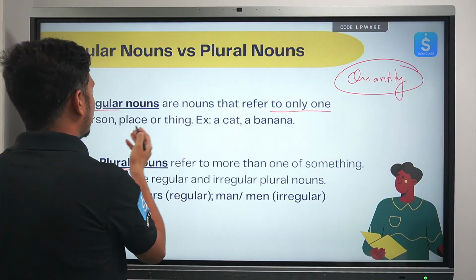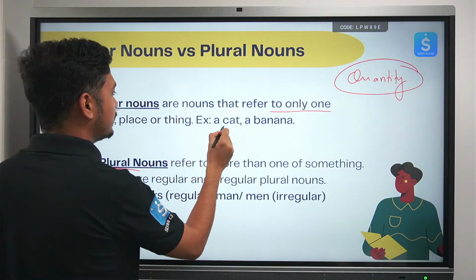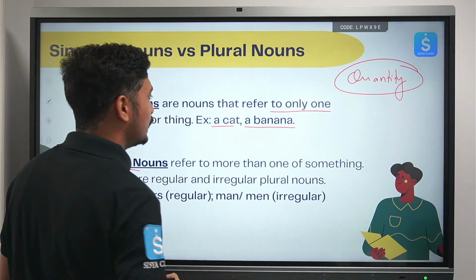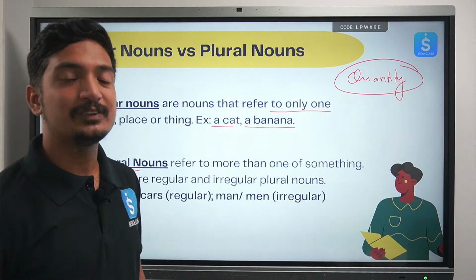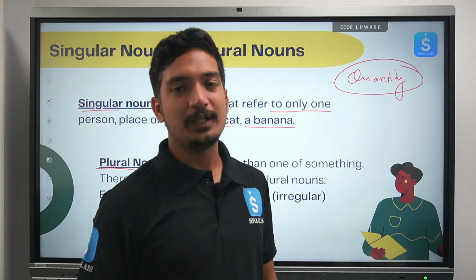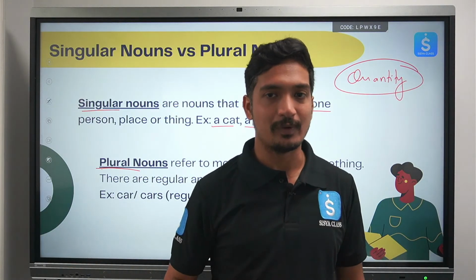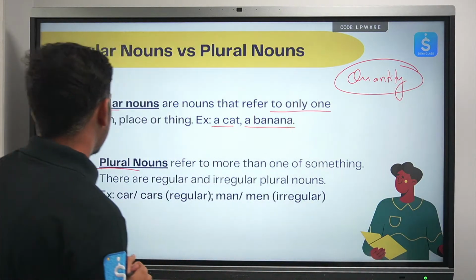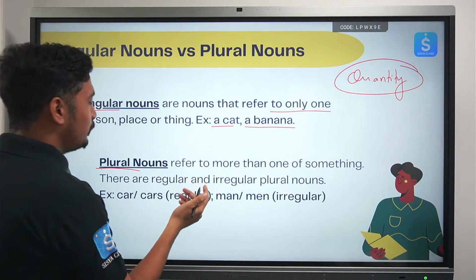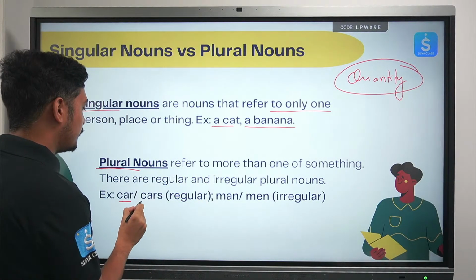For example, when you talk about singular nouns, we have a cat, a banana. Usually these nouns are prefixed with a, which signifies that this is only one. Then we have plural nouns. When you talk about plural nouns, car will become cars.